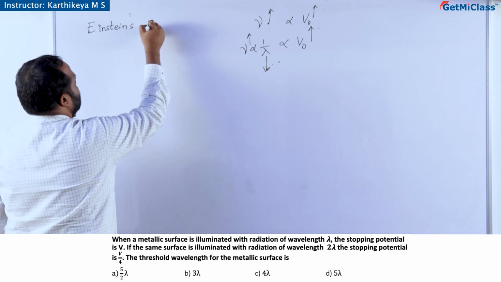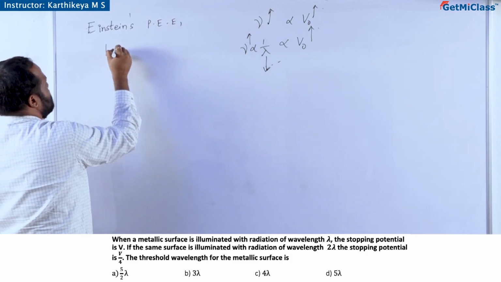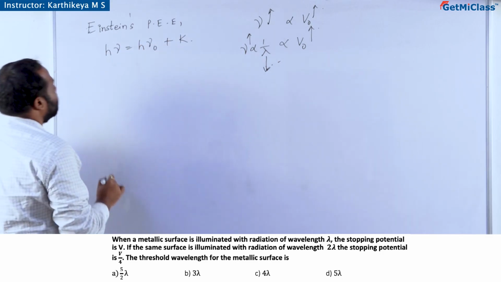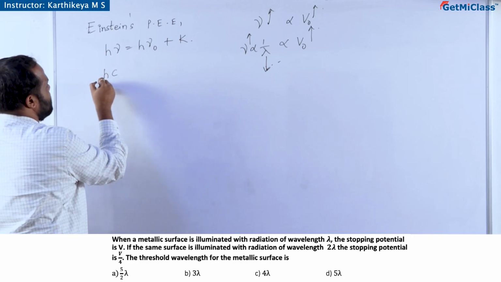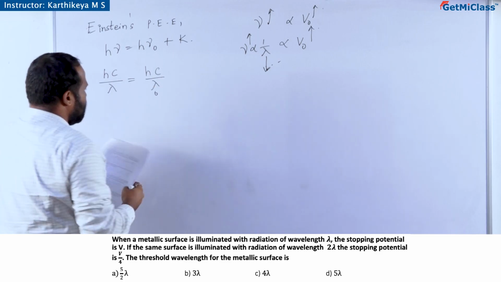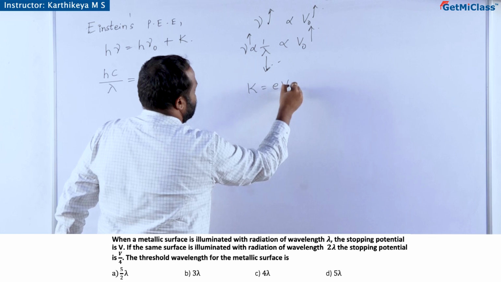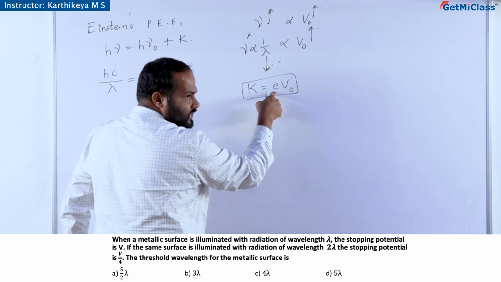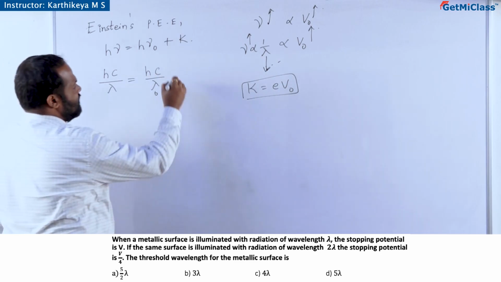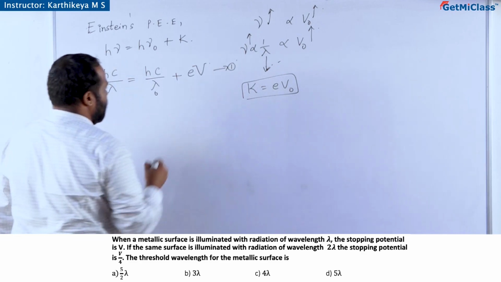Otherwise, Einstein's photoelectric equation says h nu is equal to h nu naught plus kinetic energy. Now this is hc by lambda is equal to hc by lambda naught, which is the threshold wavelength, plus kinetic energy. We know kinetic energy is the charge of the electron into its stopping potential, so I will write it as eV in this case. So, this is equation 1.